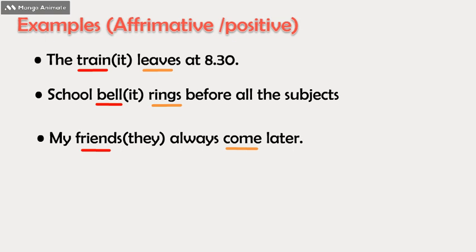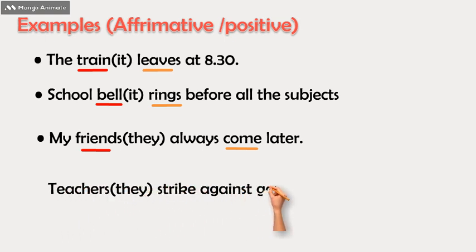Next one is teachers strike against the government. Here we can use the pronoun they instead of teachers. Therefore, we use the verb infinitive form. The sentence is teachers strike against the government. Here we are using present simple tense because it's an annual action. It can happen once in a month or annually, once in a year.